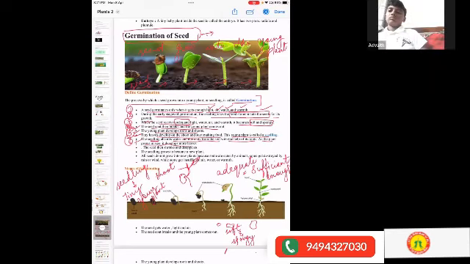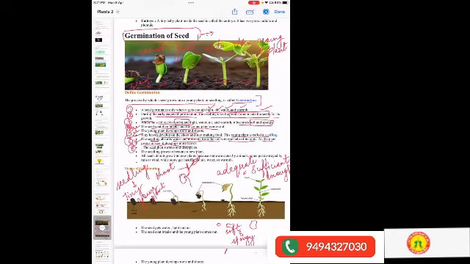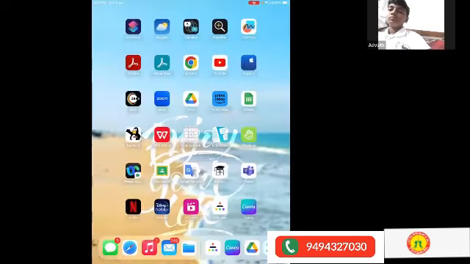Then the next point, the eighth point: the seed then shrinks and disappears. So slowly and gradually, what happened? Whatever seed was there, as the plant keeps on growing, will you be able to see that seed later on? No, ma'am. No, right?